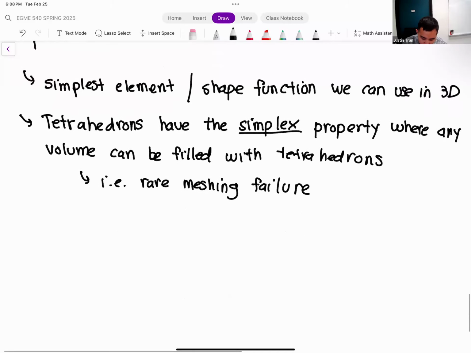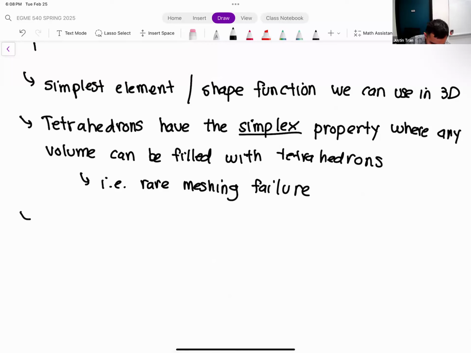Right. So of course, the downside here is that our shape function here is purely linear. And so that means that our finite element solution can only capture purely linear variations in our primary solution there.